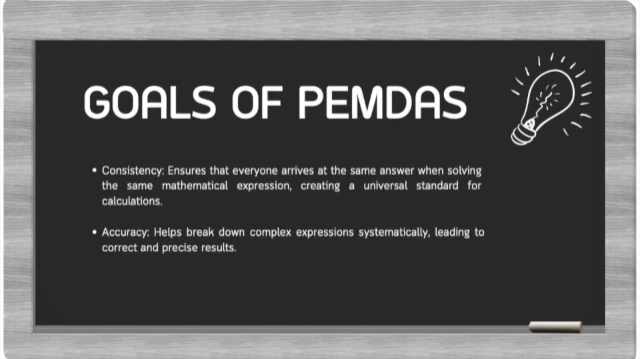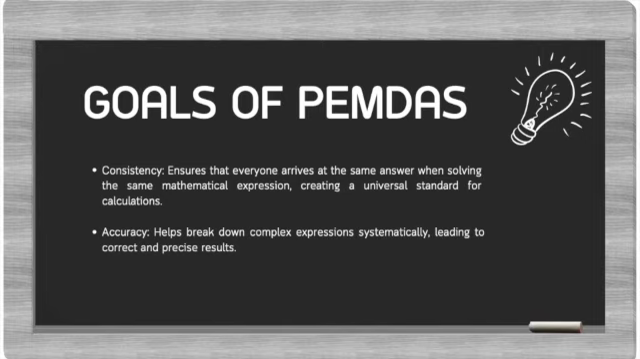So the goals of PEMDAS include consistency and accuracy. Consistency ensures that everyone arrives at the same answer when solving the same mathematical expression, creating a universal standard for calculations. Accuracy helps break down complex expressions systematically, leading to correct and precise results. Overall, the goals of PEMDAS is to make sure everyone arrives at the same answer, and there's one system you can rely on in order to solve math problems correctly.